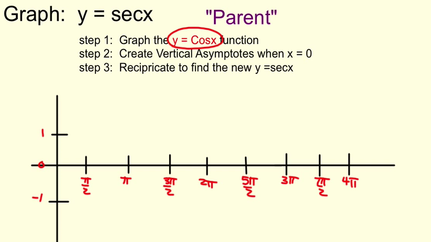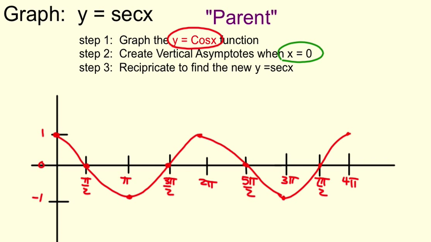Now the cosine function starts at the top of the amplitude, to the middle, to the bottom, to the middle, to the top, to the middle, to the bottom, to the middle, to the top. All right, so now we graph that curve. And now we find our vertical asymptotes when x equals 0. So here's our first one. Here's our second one. Our third. And our fourth. So where it touches on the x-axis, x equals 0.